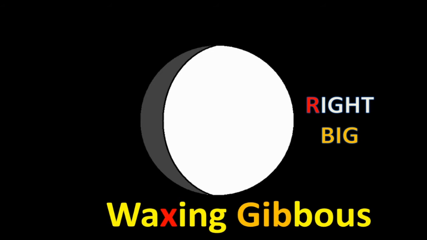Now the moon is getting bigger, it's adding to its size. We can see the right side, a big part of the right side. And so this is waxing gibbous. Notice that gibbous, if we take the first 3 letters of gibbous and reverse them, it is big. Again, when the moon is waxing, we can see the right side, XR.